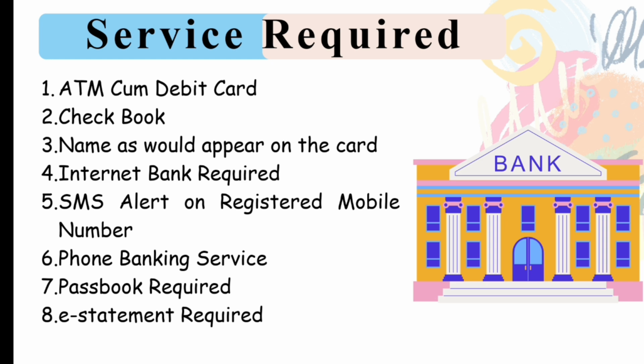So first one, if you see ATM cum debit card, if you want, give yes, otherwise no. Then checkbook, if you want, again yes or no. Name as would appear on the card. In the card, at certain banks, you will have the name which has appeared, and you can choose your own name there. You go down, you can see internet banking facility required. If yes, give yes, otherwise no.